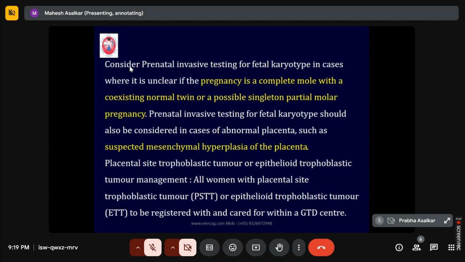So consider fetal invasive testing for karyotyping where it is not clear whether the pregnancy is a complete mole with a coexisting normal twin or possible singleton partial molar pregnancy. And prenatal invasive testing for fetal karyotype should also be considered in cases of abnormal placenta, such as suspected mesenchymal hyperplasia of the placenta.